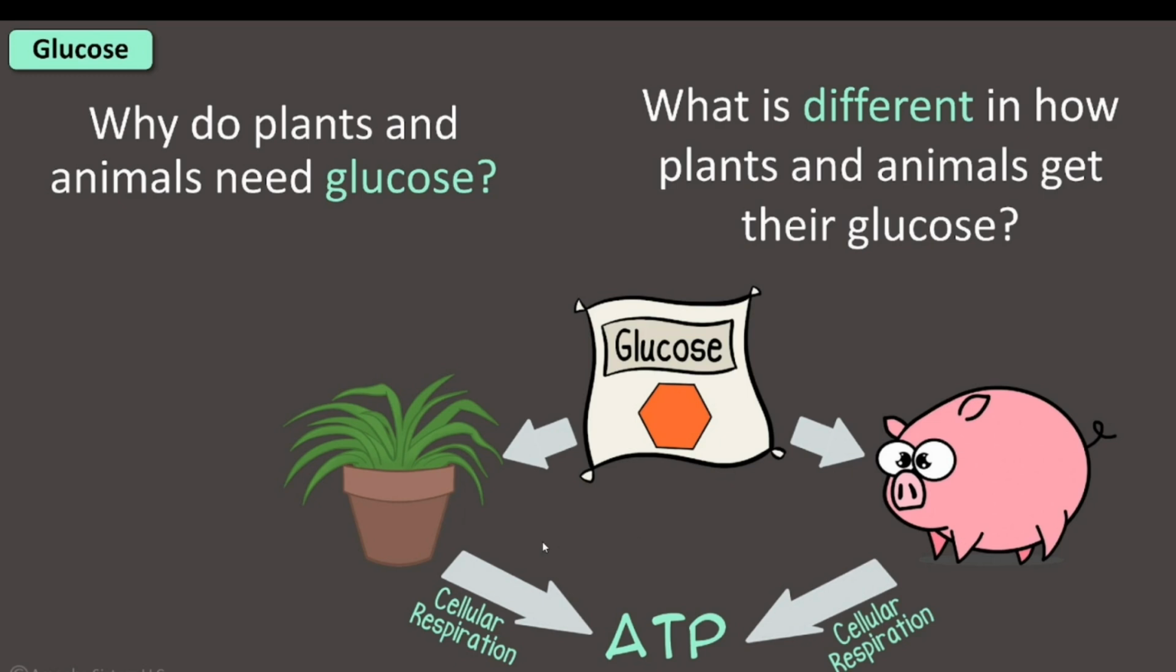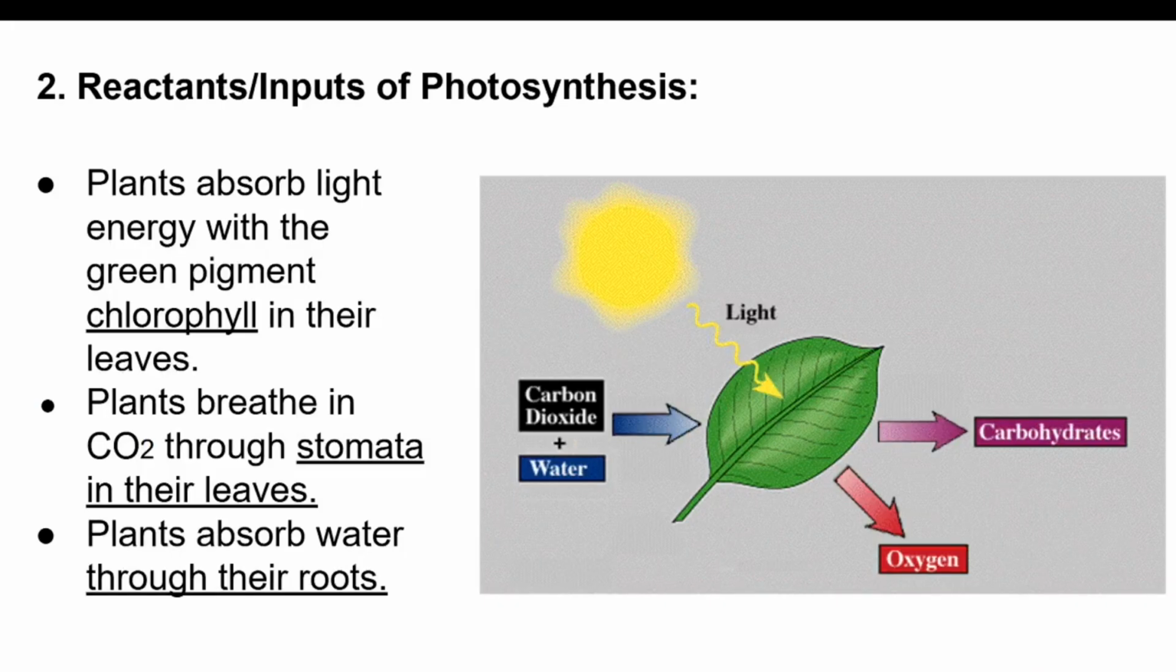And the big difference, though, is that the pig here, for instance, or animals, has to consume glucose by eating it, whereas a plant has to make its own glucose. That's the main difference here. So what is different in how plants and animals get their glucose? Heterotrophs, or animals, have to consume it, they have to eat it, and plants, like autotrophs, have to make it themselves. So we're talking about photosynthesis and what actually gets involved in this whole process, what goes into it, or what the reactants are.